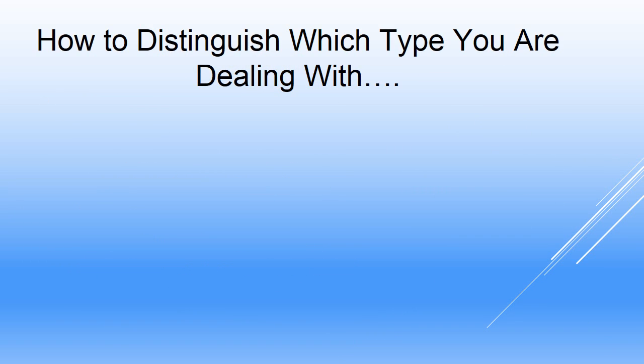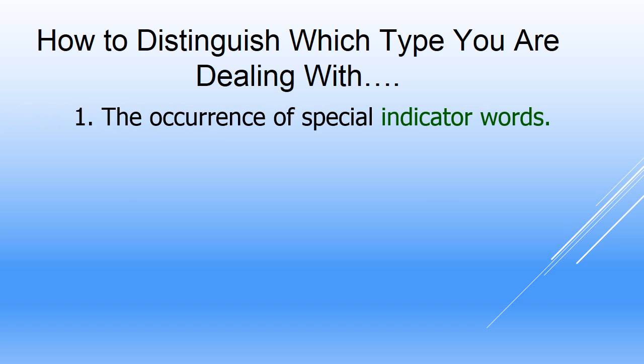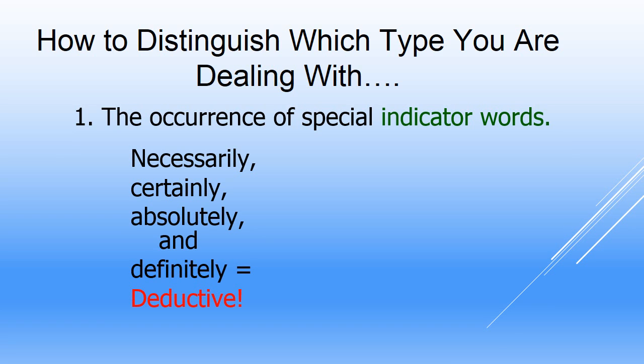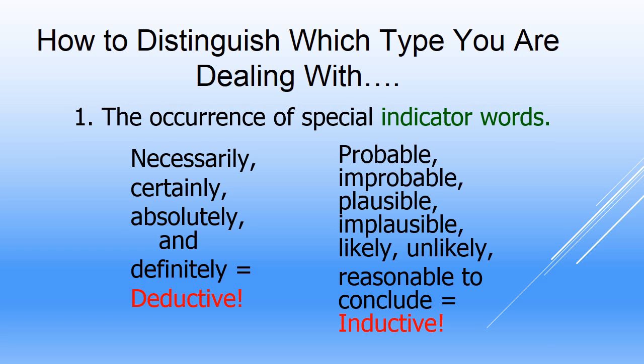Having said that, after we know how to recognize arguments, like in the last lesson, we have to figure out which type of argument we're dealing with in any situation. One little bit of help is the use of indicator words. When people say necessarily, certainly, or absolutely before their conclusion, clearly they're trying to do a deduction. In other cases, they may use the terms probable, improbable, plausible, implausible. In those cases, what they're trying to say is that the premises made the conclusion more likely. That's an attempt at induction.